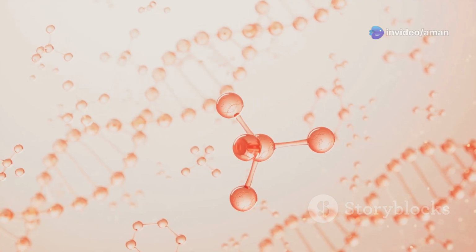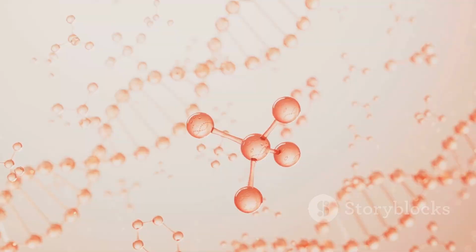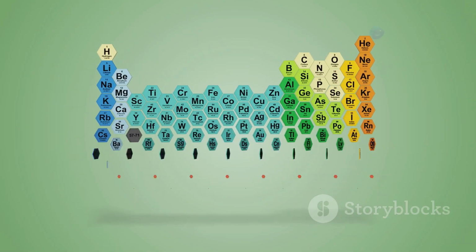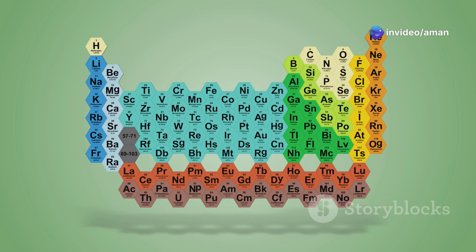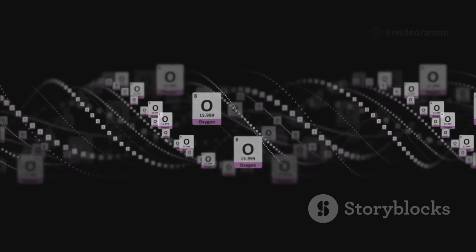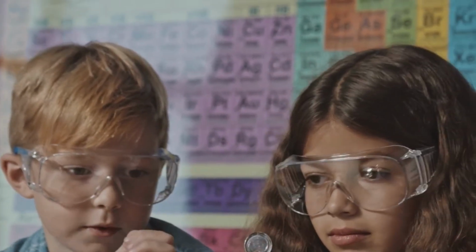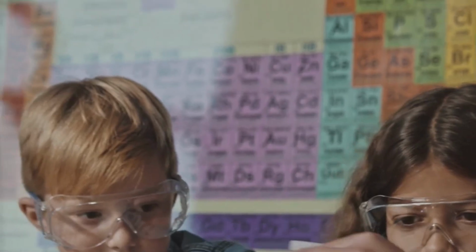It's usually measured as half the distance between the nuclei of two identical atoms bonded together. Electronegativity is a measure of an atom's ability to attract electrons towards itself in a chemical bond. Elements with high electronegativity, such as oxygen and fluorine, tend to attract electrons more strongly. Understanding these trends is crucial for predicting how elements will interact and form compounds.